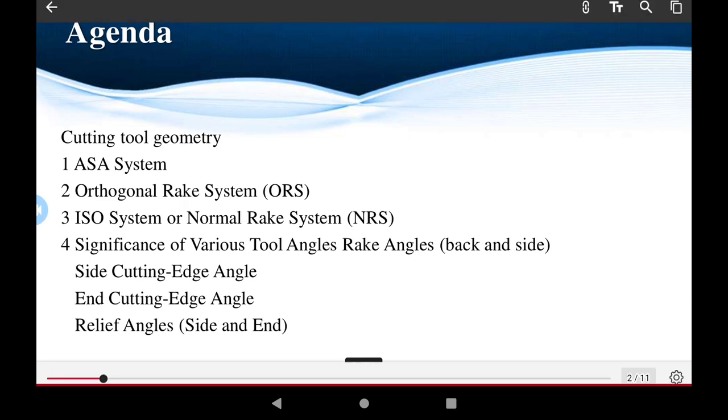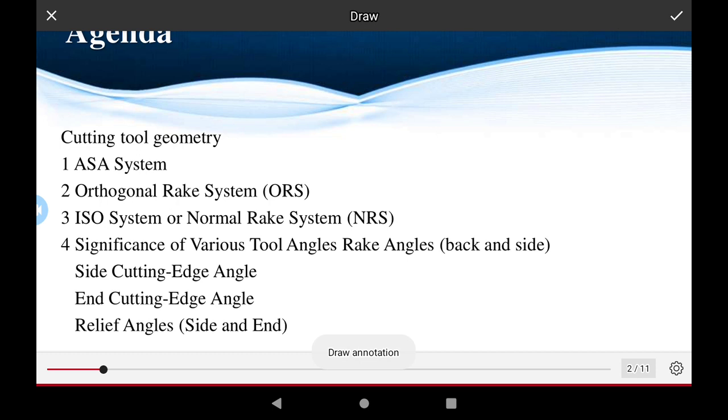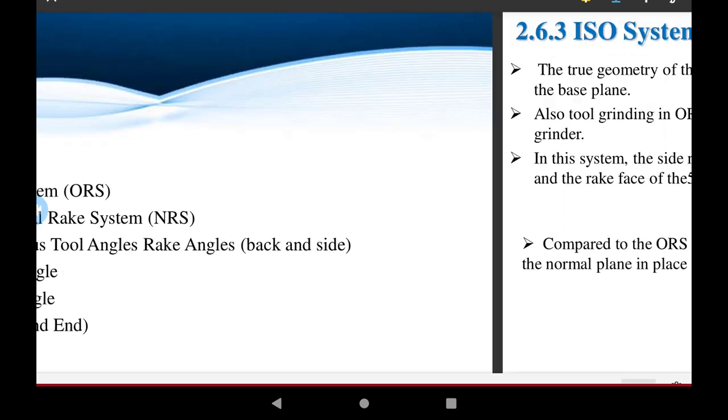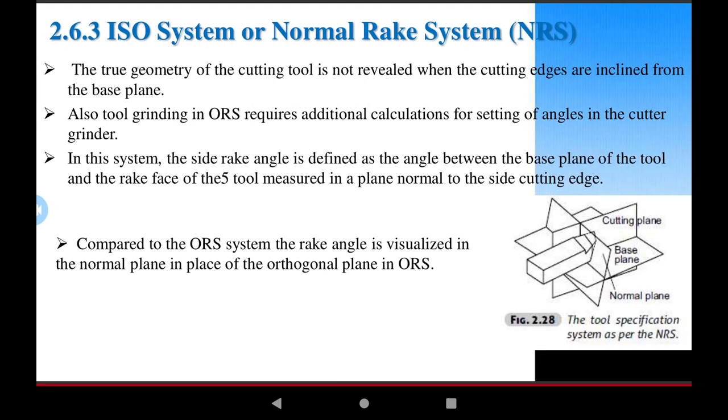The agenda for today's lecture: the cutting tool geometry, the American Standards Association (ASA) system, the Orthogonal Rake System (ORS), and the ISO International Standards Organization system, the Normal Rake System (NRS). The significance of various tool angles: rake angles, back and side rake angles, cutting edge angles, end cutting edge angle, and relief angles, side and end.